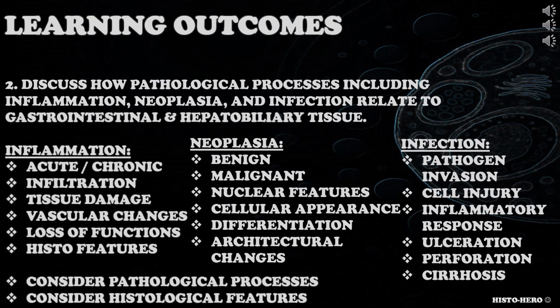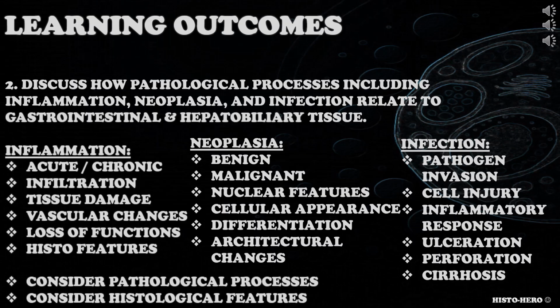How does neoplasia relate to gastrointestinal and hepatobiliary tissue? Consider nuclear features, cellular appearance, architectural changes in tissue, uncontrolled abnormal growth of epithelial cells, tumor formation, bleeding, polyp formation, changes in systemic metabolic functions.